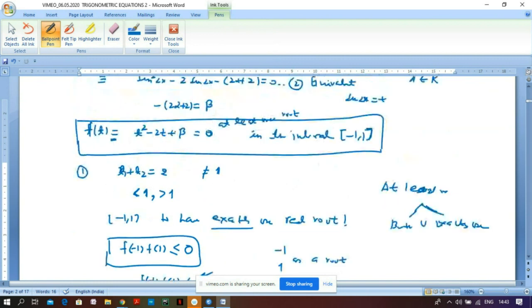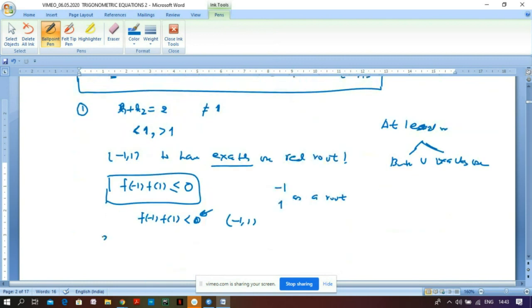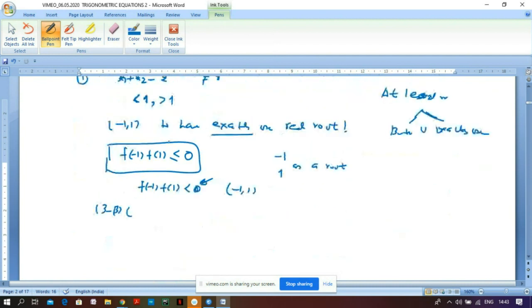Now just left to calculate f(-1), that is 3 minus beta, and f(+1), as you can see, is -1 plus beta, so the product is less than or equal to 0. That is, we will get beta plus 3 and beta minus 1 less than or equal to 0, and so I get -3 less than or equal to beta less than or equal to 1.